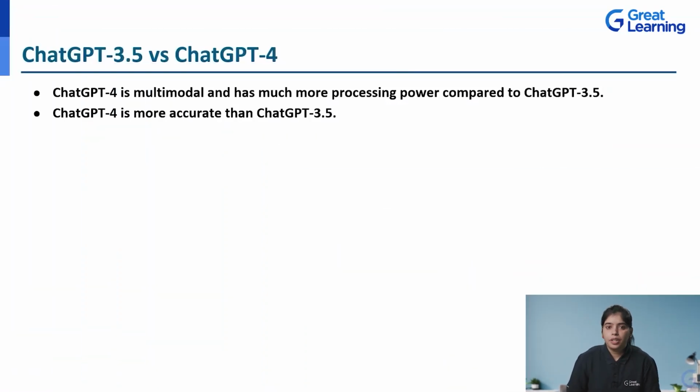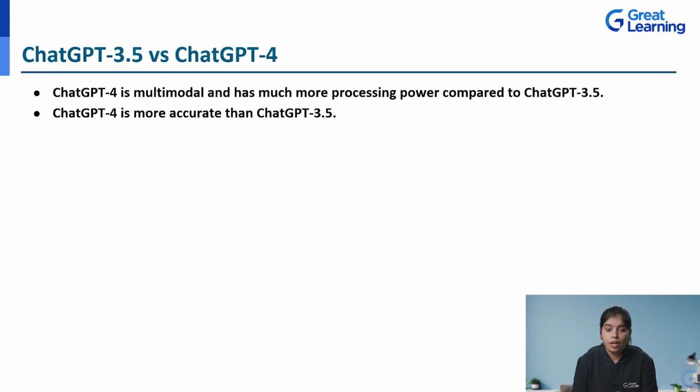There are a few differences between ChatGPT 3.5 and 4. The first difference is that ChatGPT 4 is multimodal and has more processing power compared to ChatGPT 3.5. The major limitation of ChatGPT 3.5 was that it was unimodal. What is unimodal? In the sense of a chatbot, it only understands and interprets text input.